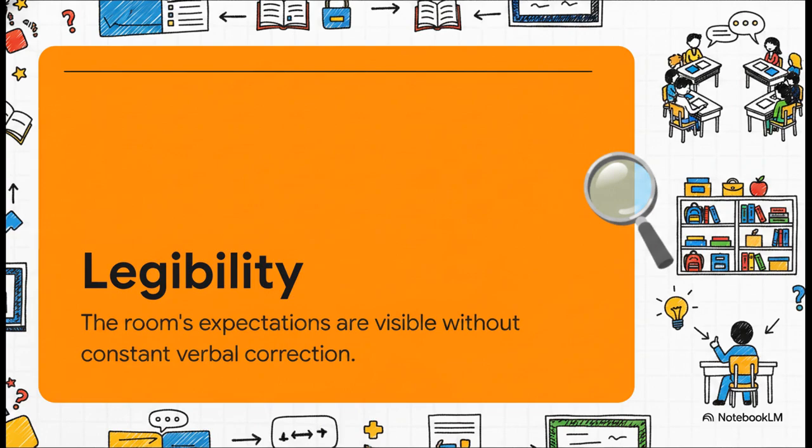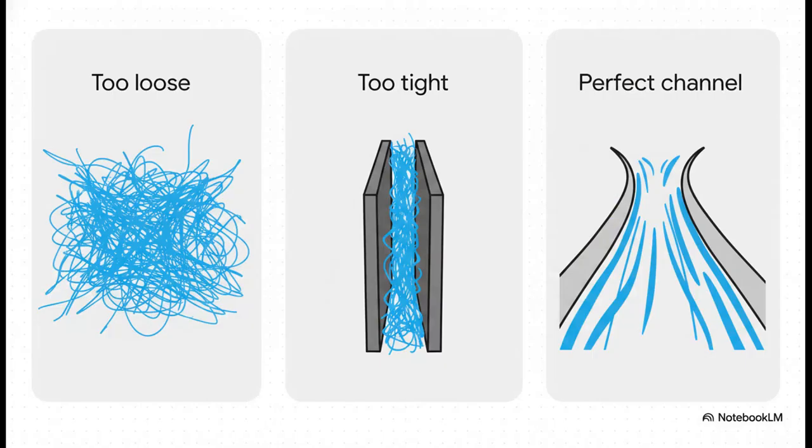It's brilliant. But there's a hidden trade-off here. It's all about guiding behavior without over-controlling it. Think of it like a riverbank. If the riverbanks are way too loose, the water just spreads everywhere and completely loses its force. But if the banks are too tight, the water can't move naturally at all. The perfect channel structures choice. It gives just enough clarity to reduce uncertainty, but keeps enough openness to preserve a student's sense of agency.